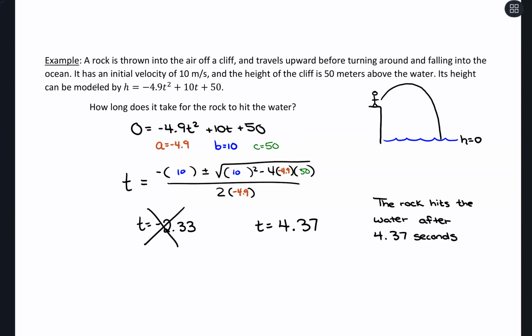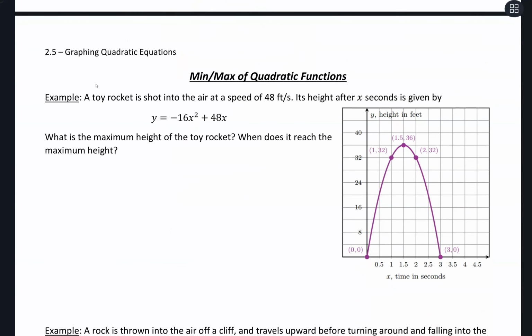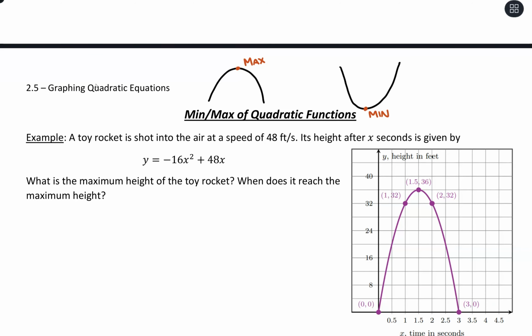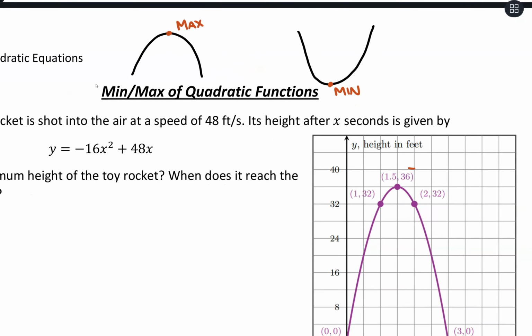Okay, let's talk about the vertex and how that relates to minimum and maximum. If our parabola is opening downward, that's going to give a maximum point. So we're getting this maximum value for y. It's going to be the largest y value in our entire equation. If our parabola opens upward, that's creating a minimum value, the smallest y value we could possibly have. So going back to that toy rocket, if we wanted to know the maximum height of the toy rocket, we want to look at that vertex.